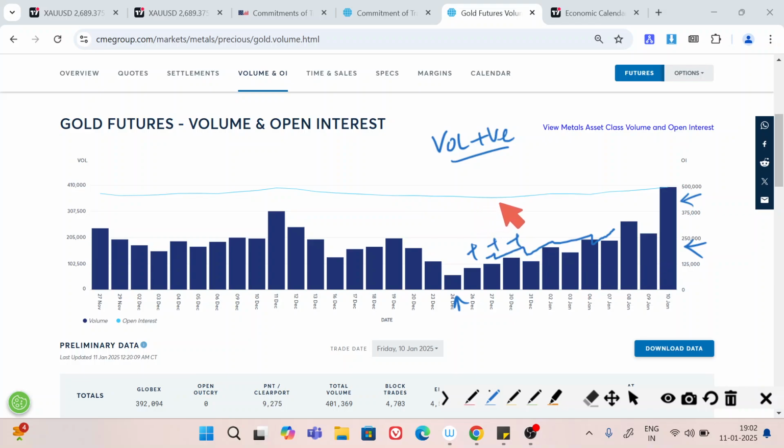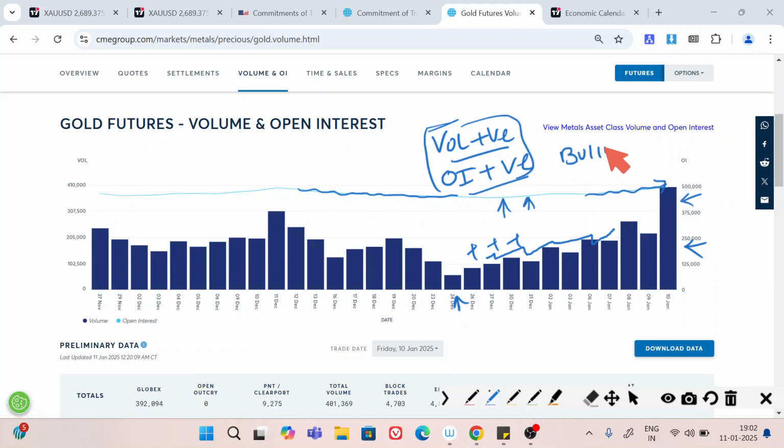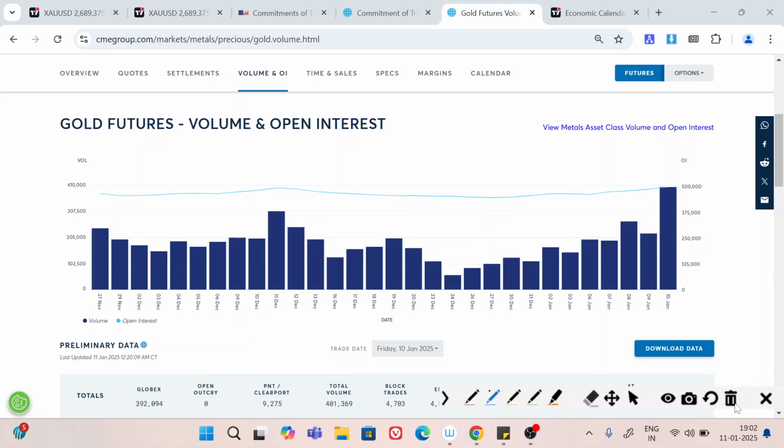So volume is showing a positive sign because volume is increasing now. And also if we check the open interest line, previously we have seen some decrease, and now you can see the open interest is going into the higher side. So both volume and open interest are showing a positive sign, bullish favorable, you can say. Both volume and open interest are currently on the buyer side. So this is the first confirmation in terms of the buyers.